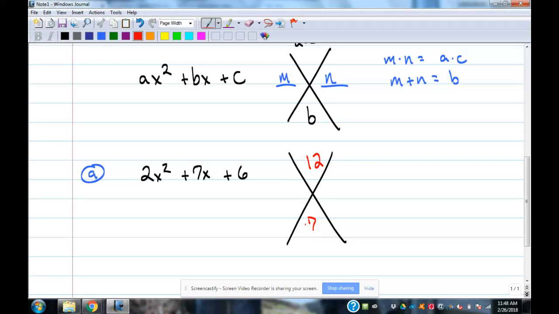Okay. Now, we need 2 numbers that multiply to be 12 and add to be 7. So you want to start thinking, what are the factors of 12? 1 and 12. What's 1 plus 12? 13, not 7. So that's out. 2 and 6 makes 8. 3 and 4 multiplies to be 12 and adds to be 7. So 3 and 4 are our numbers on the sides. Okay? This is just setting it up so that we can factor it.